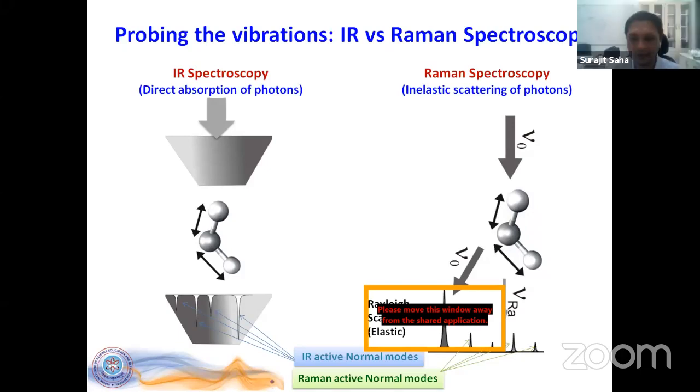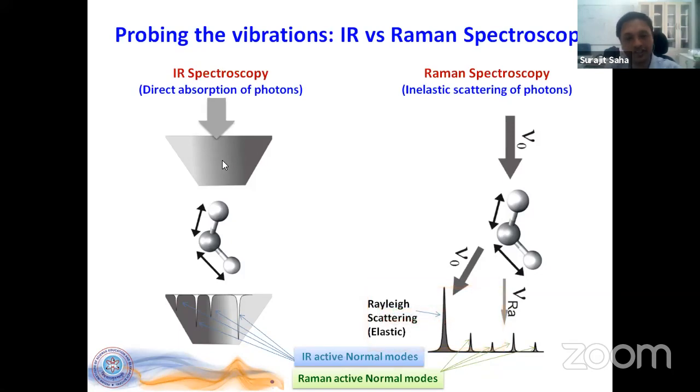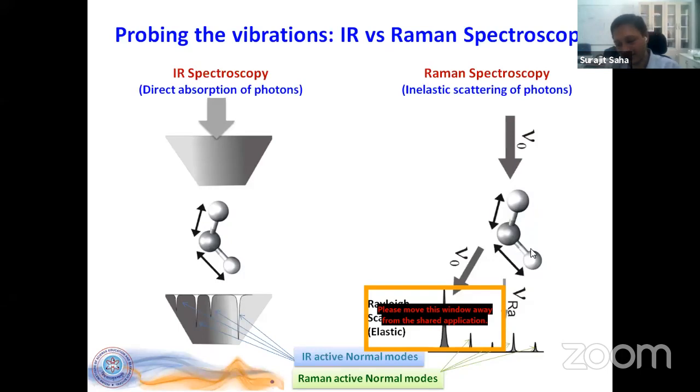Let's see. Now coming back, here again we have this molecule and we're talking about Raman spectroscopy. On the molecule, instead of shining white light or a wide band of infrared radiation as in IR spectroscopy, here we shine a monochromatic light, which is just a single wavelength light. When this light interacts with the molecule, there is scattering, and that scattering leads to two different phenomena: one which we call elastic scattering, and the other is inelastic scattering.